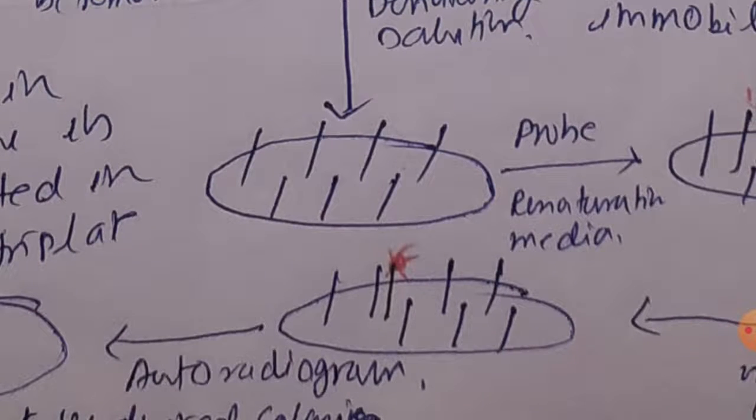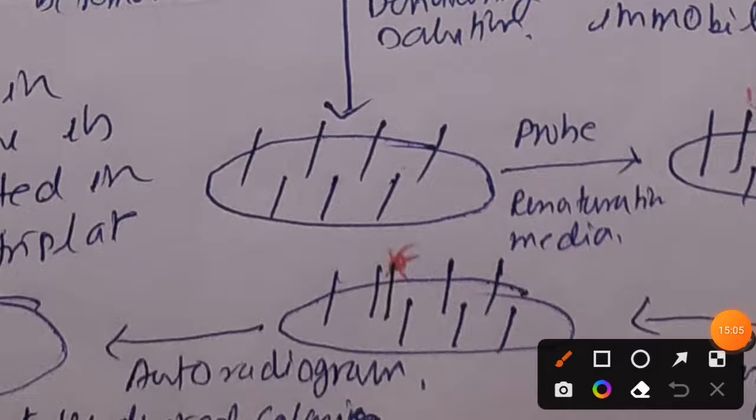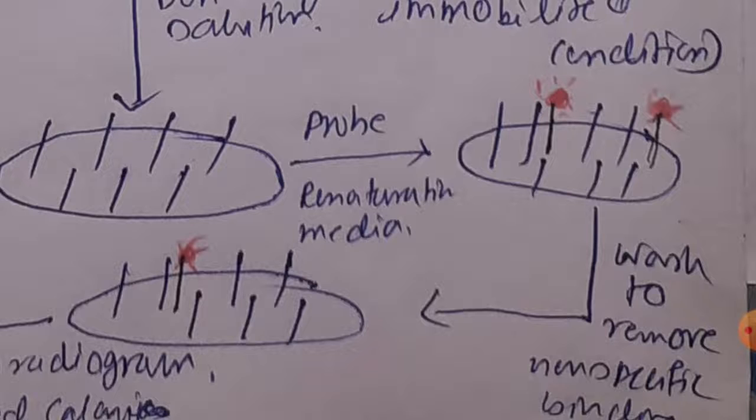As you can see. After that, we will add the probe that we have constructed on the basis of the unique sequence of the gene of interest. Then we will also apply a renaturation medium. This renaturation medium will help the probe to anneal with those single stranded DNA molecules.